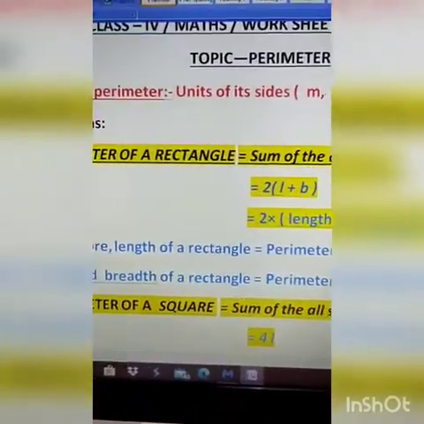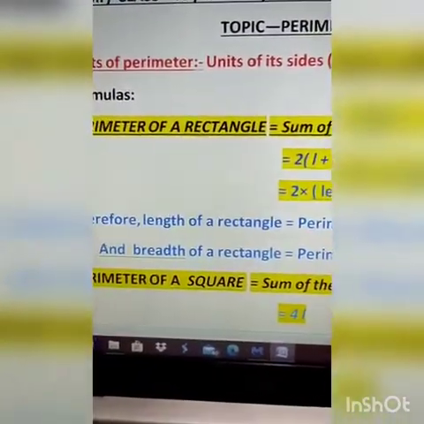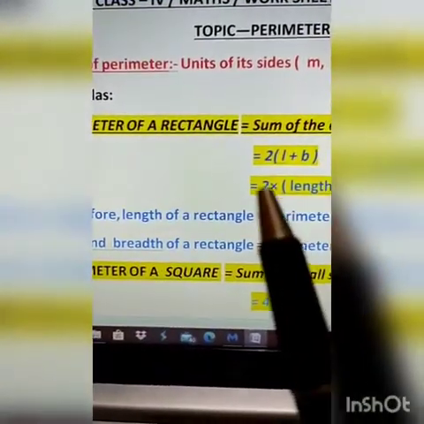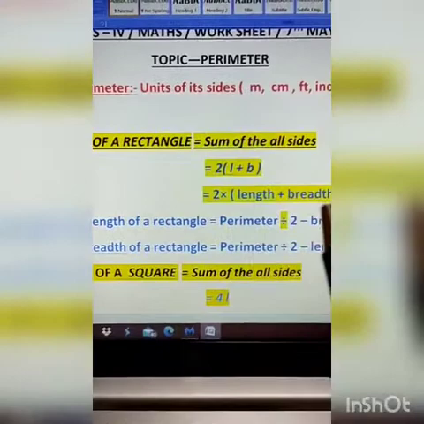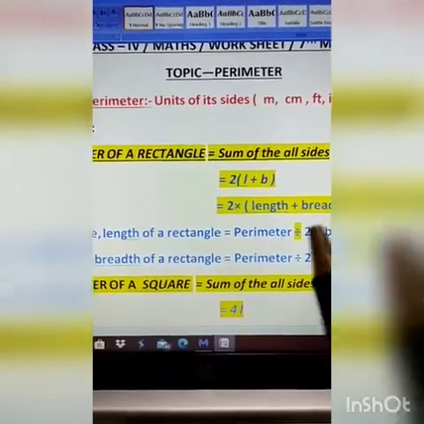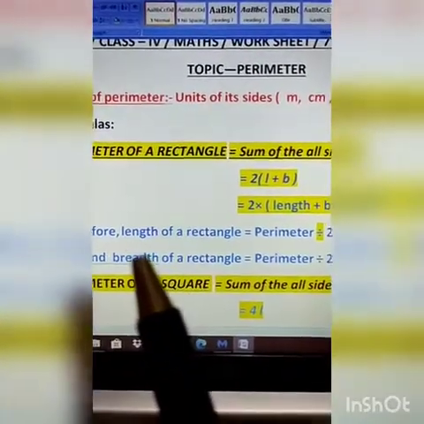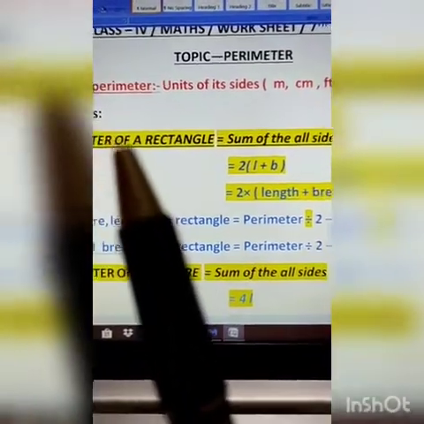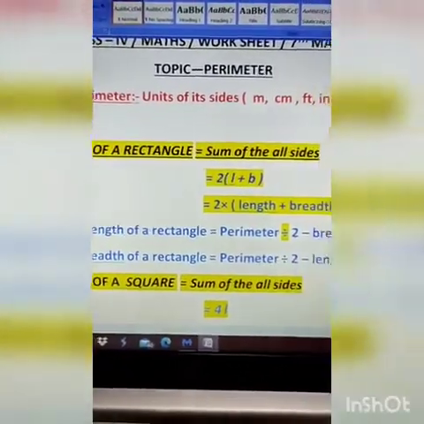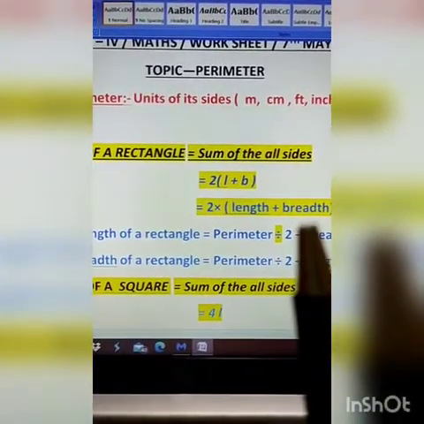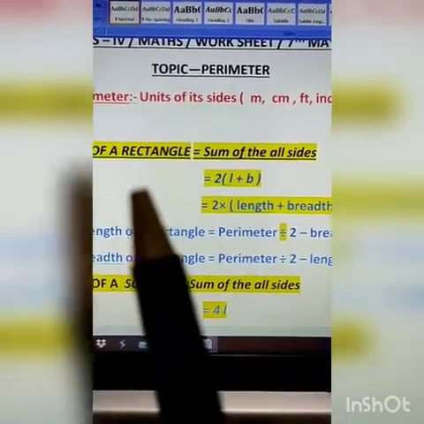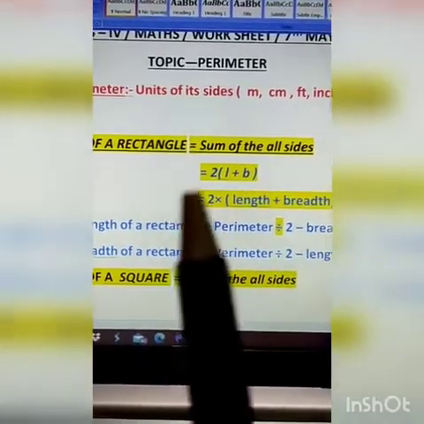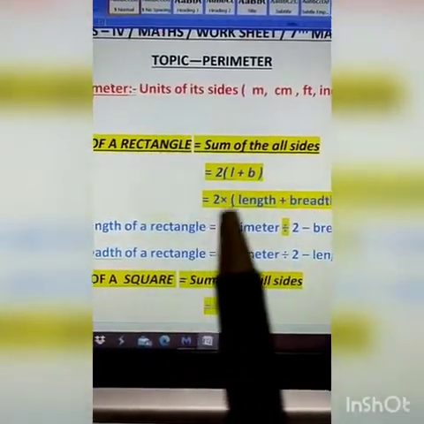First formula, perimeter of a rectangle. Perimeter of a rectangle is equal to 2 into length plus breadth. Then, if in the question perimeter you have to find out and length and breadth is given, so no problem, you just add length and breadth and multiply that number by 2.